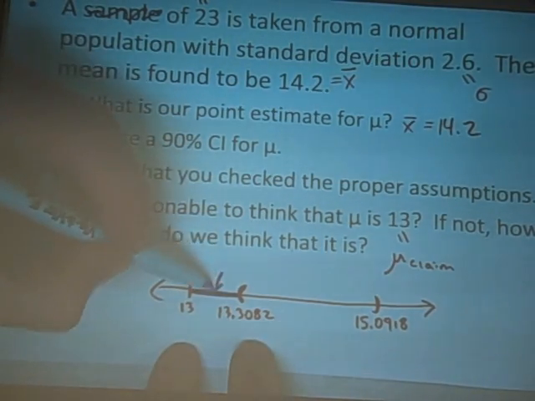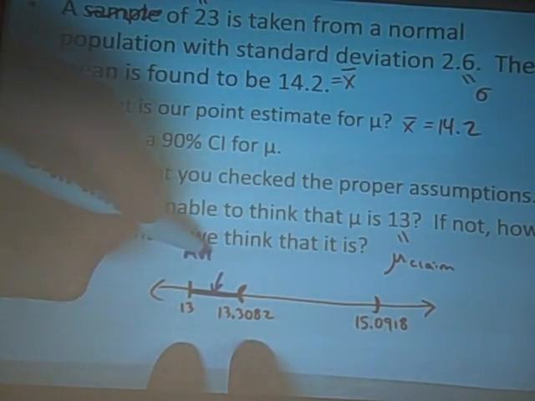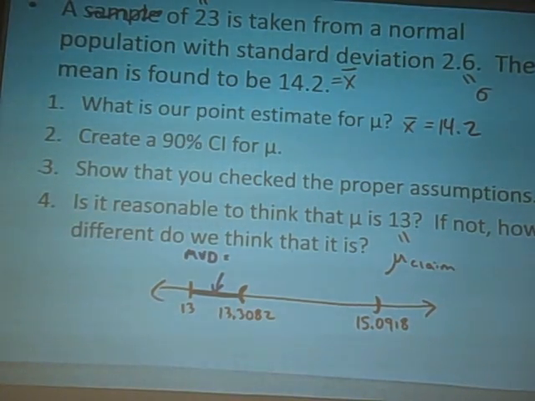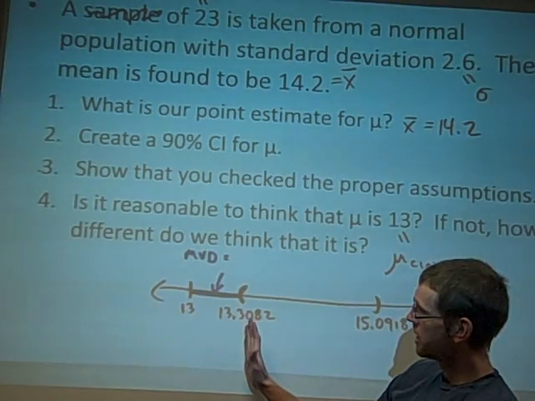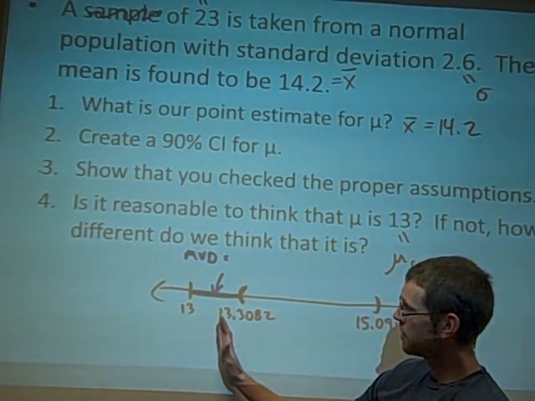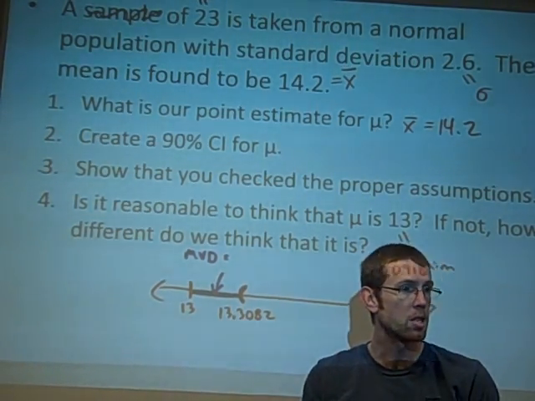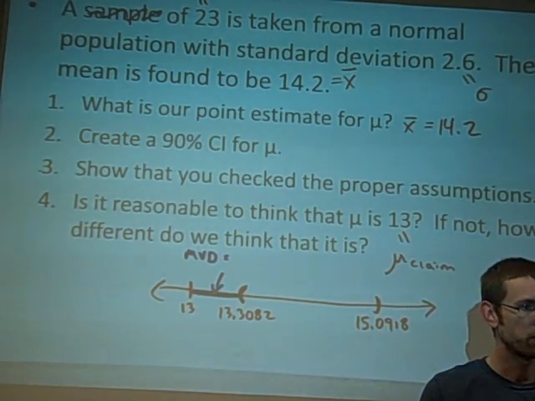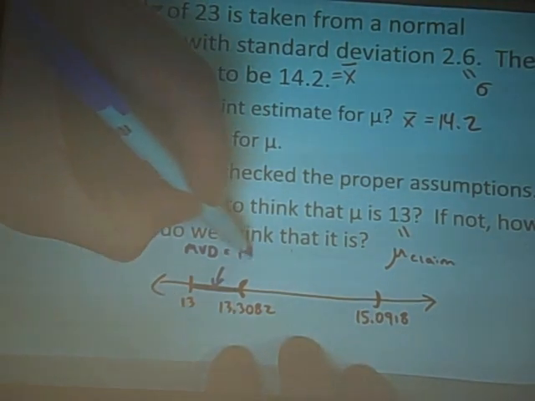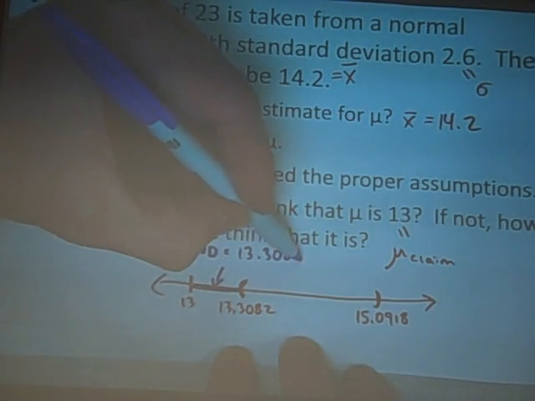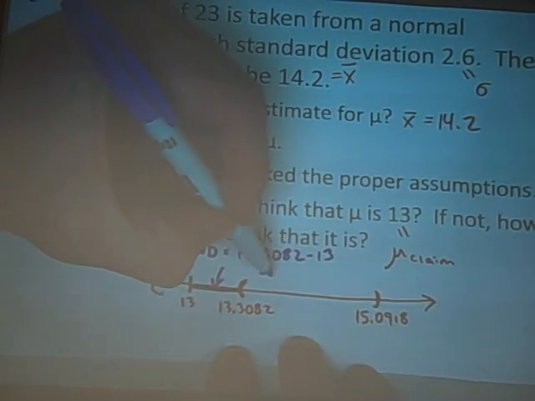This distance we call MVD, minimum verifiable difference. The MVD is literally just the difference between the claimed value and the closest endpoint of the interval. And it's a distance, so it's always going to be positive. So in this case, the MVD is just 13.3082 minus 13, which is 0.3082.